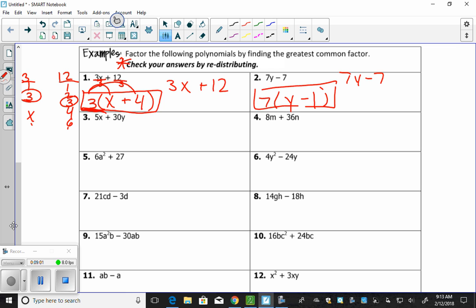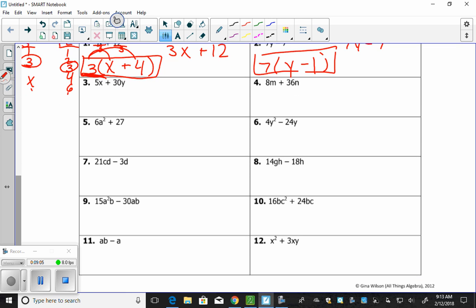All right, so let's look at 5 real quick. 5x plus 30y. What do they have in common? 5. Do they have any variables in common? No. So what's 5x divided by 5? 1x. What's 30y divided by 5?